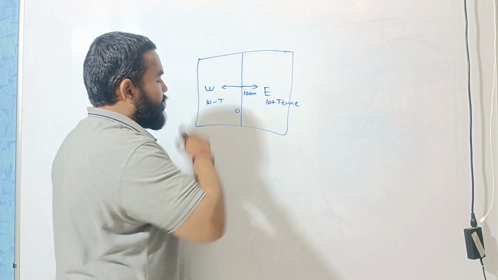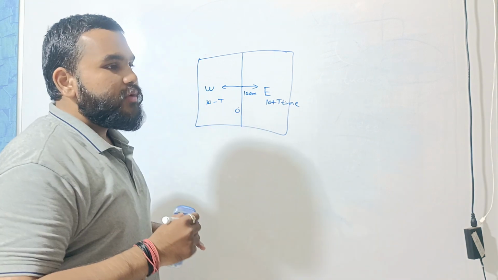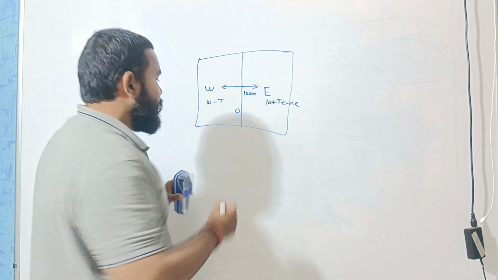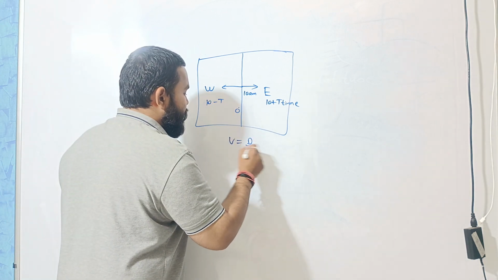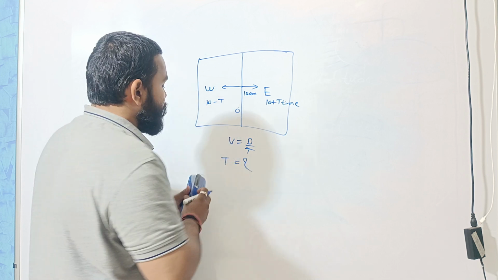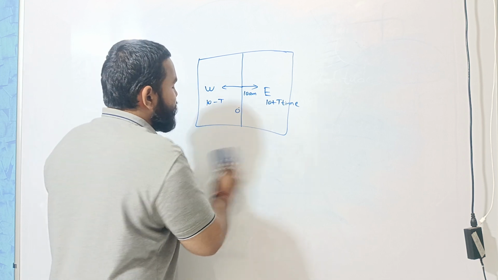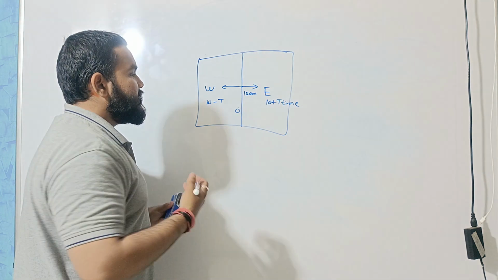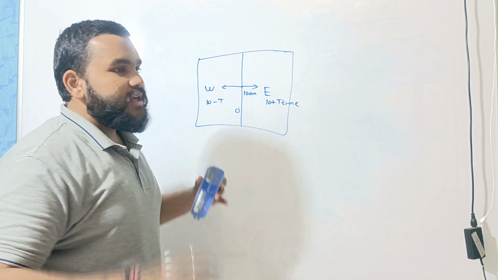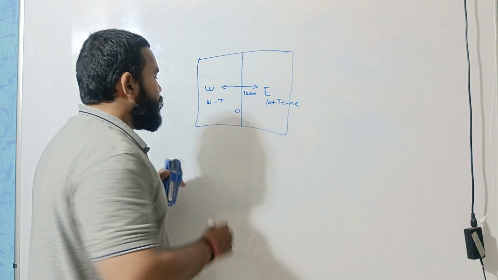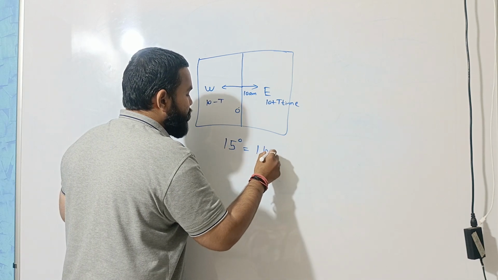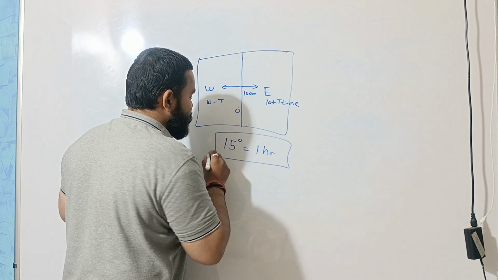If we know the distance and how fast the earth is rotating, then since velocity is distance upon time, we can calculate time easily, and also work out what t should be. But for the sake of simplicity, I am telling you that 15 degree is equal to 1 hour.